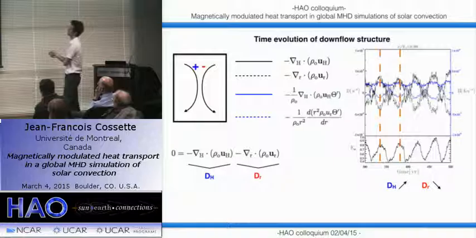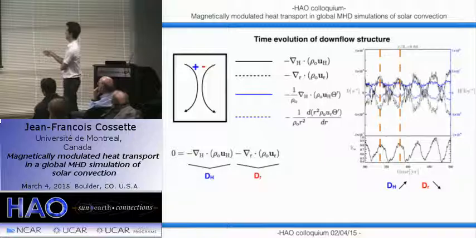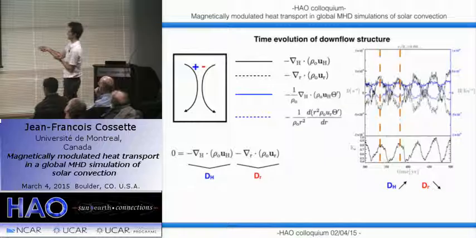Now, for the downflow structure, close to the top, at 0.88, we get the reverse phenomenon, which is an increase of the horizontal divergence of the mass flux here. And we still see the signature of that change in the divergence of the temperature heat fluxes.